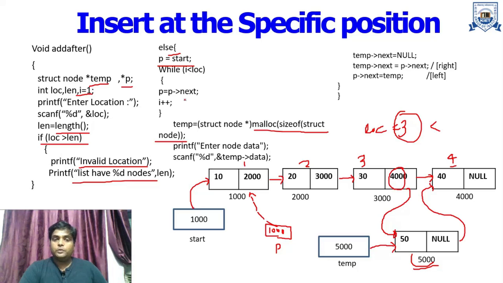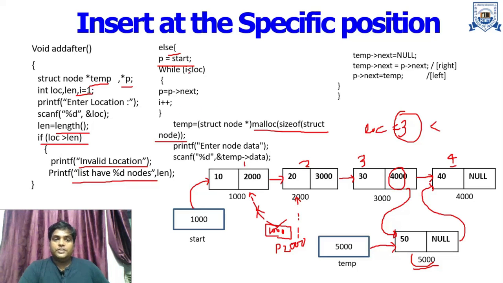p is equal to p->next. p is basically pointing to this particular position. What is the next field? The next field basically contains 2000. So now p is replaced by 2000 because p->next will be moved towards p. And now p is basically pointing to this particular node and this connection is temporarily terminated. Okay, i++. Now the value of i is equal to what? The value of i is equal to 2.